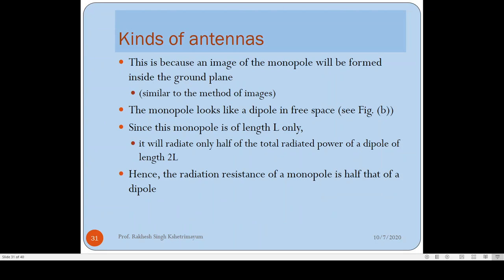Since your monopole antenna has only the upper arm of the dipole antenna, the total radiated power of the monopole antenna will be half that of the dipole antenna, because the size has been reduced by half, no? Monopole antenna length is L, whereas dipole antenna length is 2L. So the total radiated power will be half that of the dipole antenna. If the total radiated power is half, the monopole antenna will have a radiation resistance which is half that of the dipole antenna.